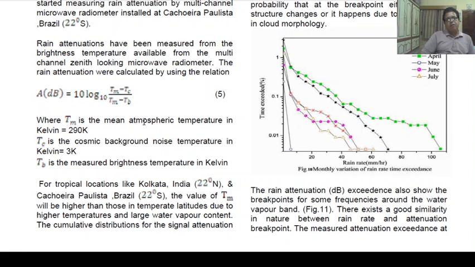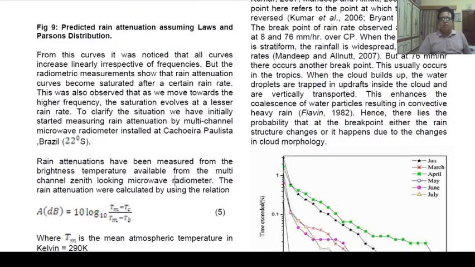What is Tm? Mean atmospheric temperature. What is Tc? Cosmic background noise temperature. What is Tb? Brightness temperature. For tropical locations like Kolkata and Brazil, the values are given here. These are the data showing here.